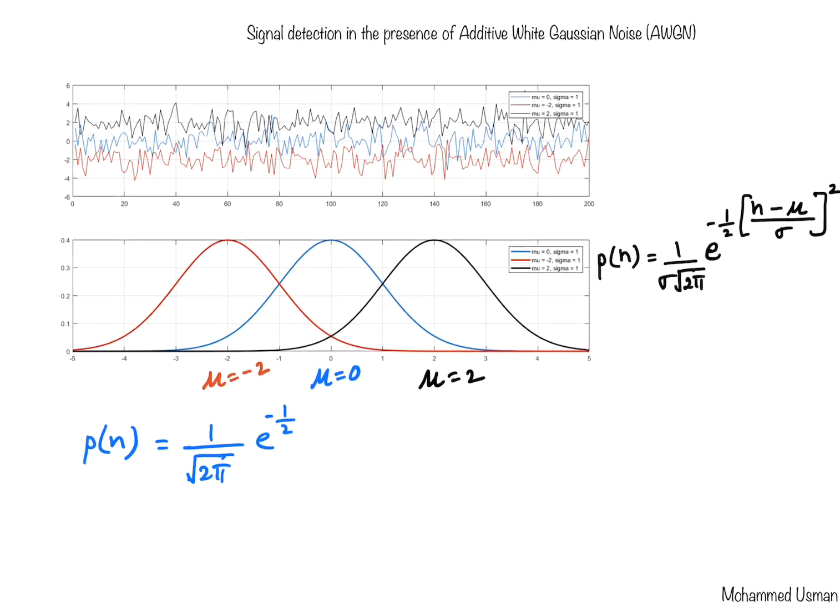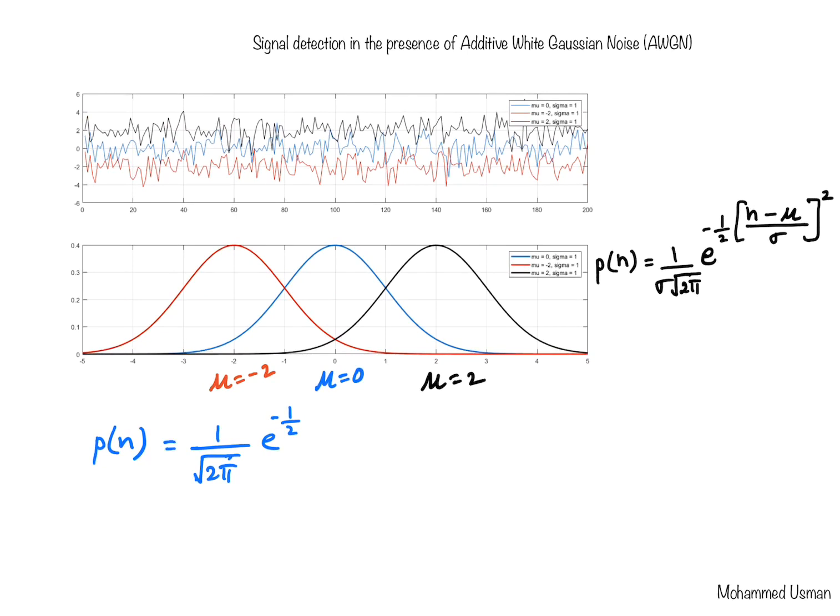N minus 0 by 1 is n, so minus half into n square, so we can simply write that as minus n square by 2. So that's the PDF for the Gaussian distribution when the mean is equal to 0 and the standard deviation is equal to 1. And in such a case, this is also called the normal distribution. So the normal distribution is nothing but the Gaussian distribution with mean mu equal to 0 and standard deviation equal to 1.